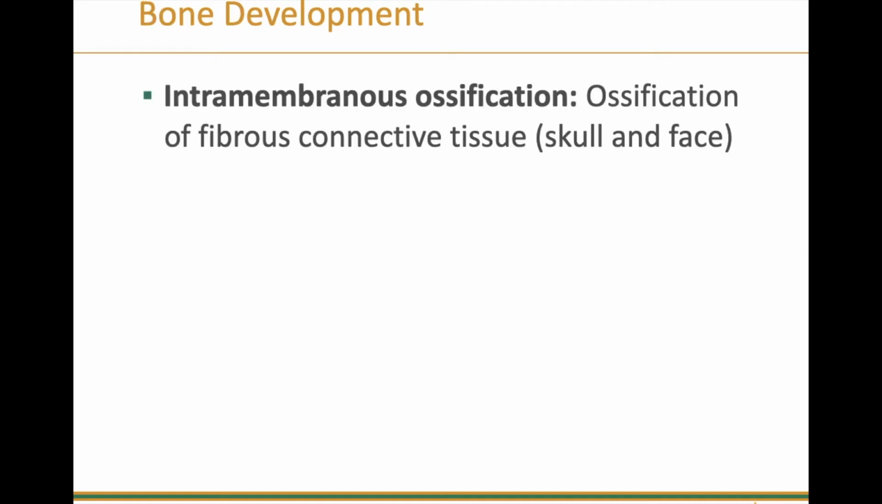Alright, there's two types of bone formation. Ossification is bone formation. Intramembranous ossification is ossification of fibrous connective tissue. So in the fetus, the developing baby, it starts out as just a layer of connective tissue, and then it's slowly turned into bone. This is how our flat bones like the skull and face are formed.